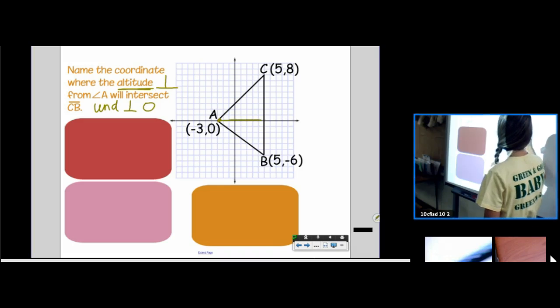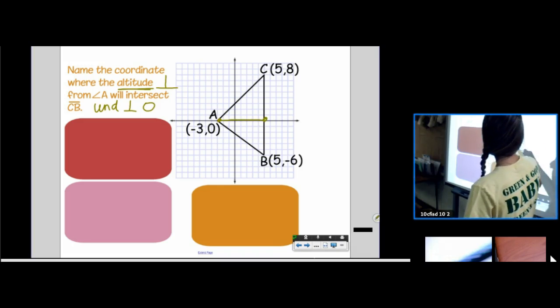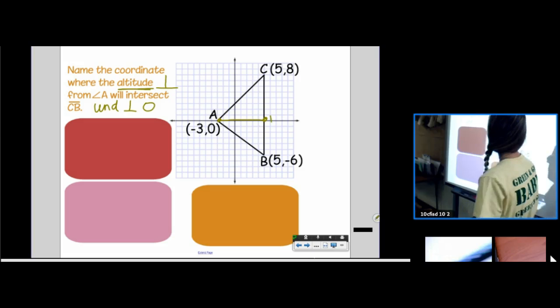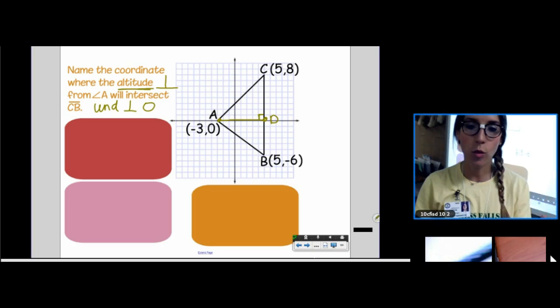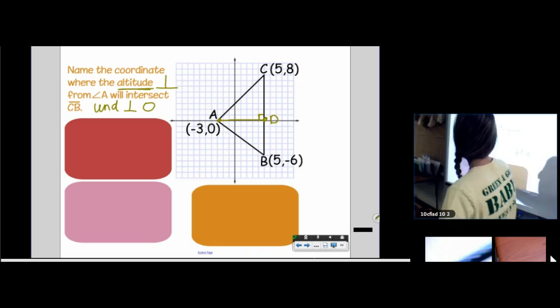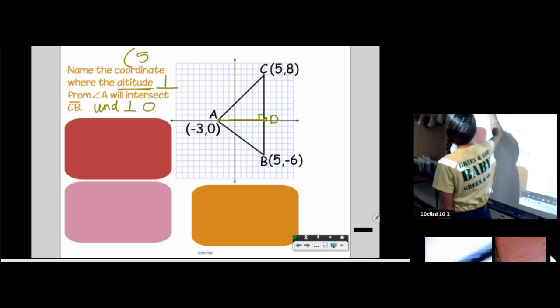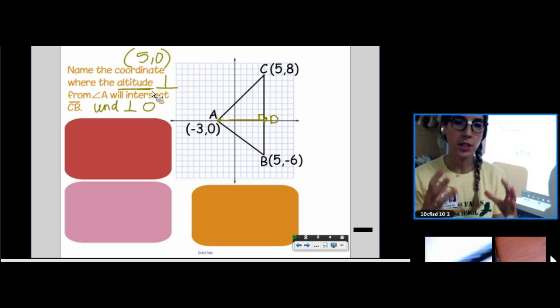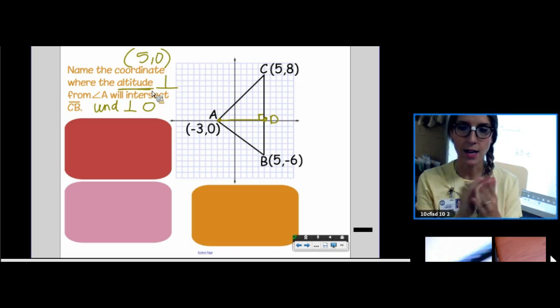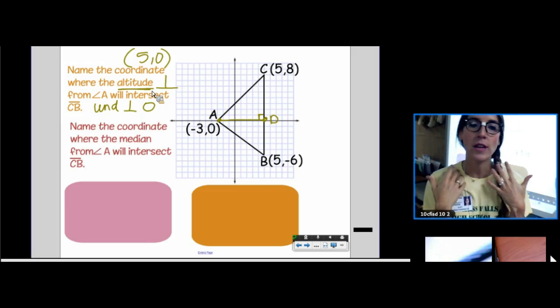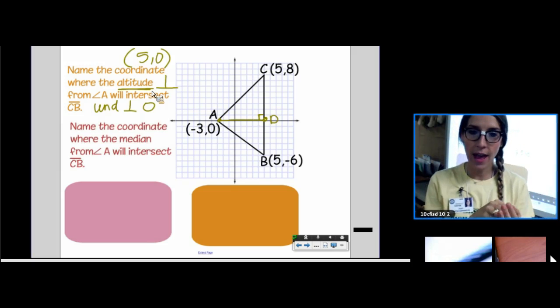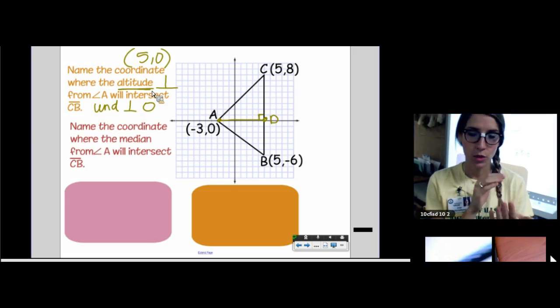If I were to draw the altitude from angle A, it would have coordinates 5, 0, and it would be a horizontal segment. Yep, 5, 0. Okay, so that's an altitude hitting the opposite side at a 90-degree angle. Now, what if I wanted you to name the coordinate where the median from angle A will intersect CB? The median this time, which was the one we did on the homework.